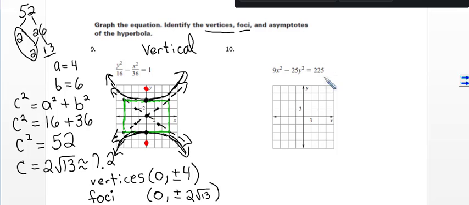On number 10, we need a 1 here, so we're going to divide everything by 225. That ends up giving me x squared over 25, subtracting the y squared over 9 is equal to 1. All I did was divide each term by 225. This time the x squared is first. It's x squared minus y squared, so we know it's horizontal.